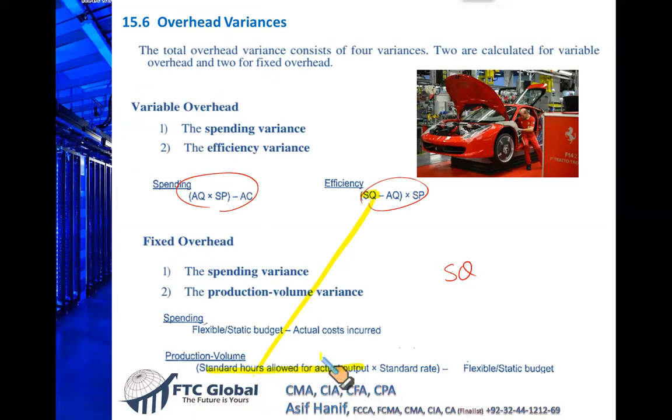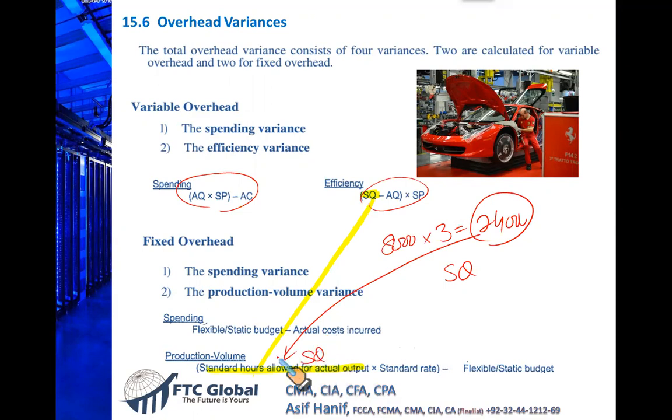The actual output that we produce is 8,000 units, right? Those 8,000 units should consume 3 hours each, which means we should have used 24,000 labor hours. This 24,000 will come here. These 24,000 hours are called the standard hours that you should have used for your actual 8,000 units of output, right? So that is simply SQ. Just put it here, this is SQ, nothing else.